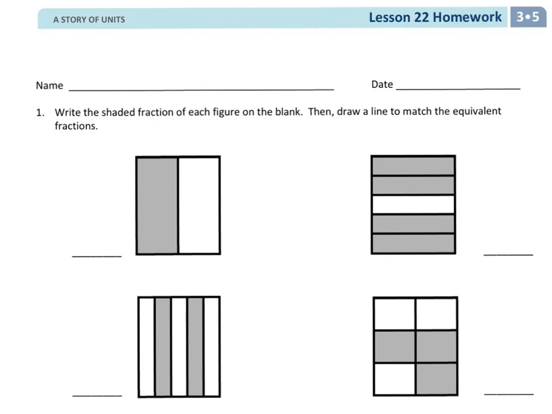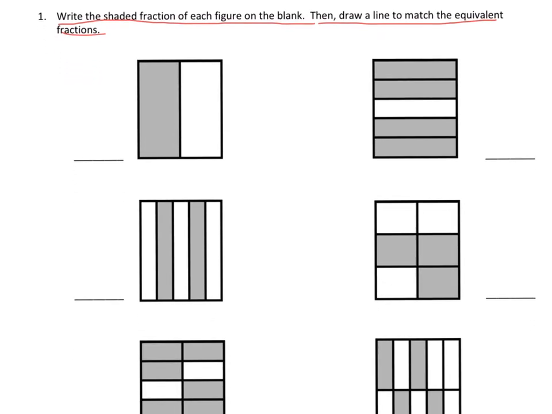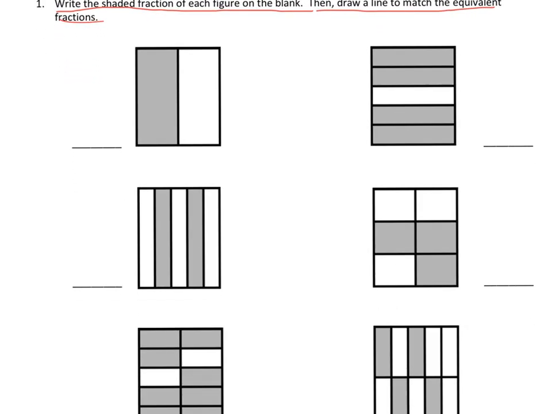The directions state, for number 1, write the shaded fraction of each figure on the blank. Then draw a line to match the equivalent fractions. I'll do 2 of these that are equivalent. And I know my first one here, I see 1 out of 2 shaded.